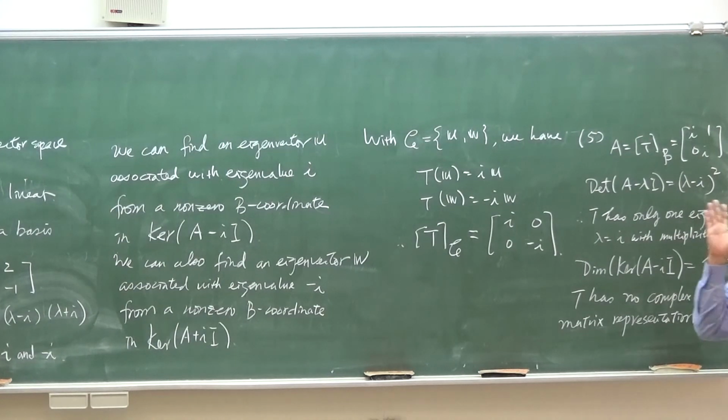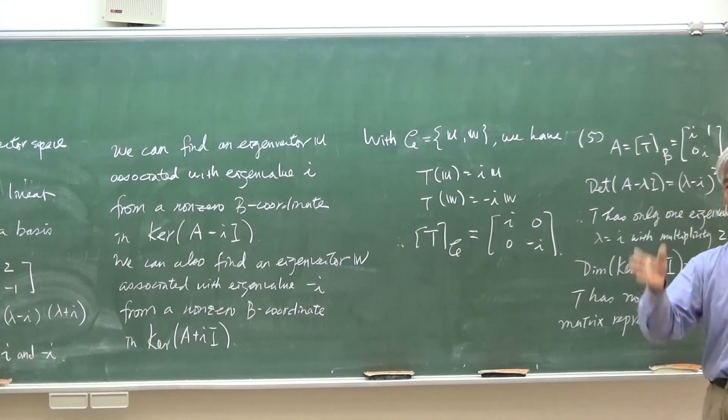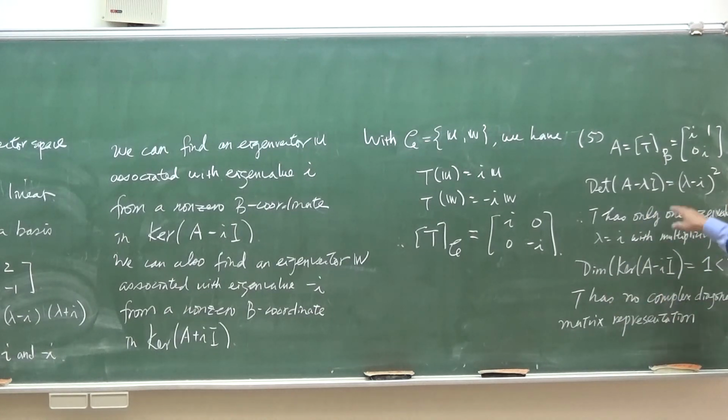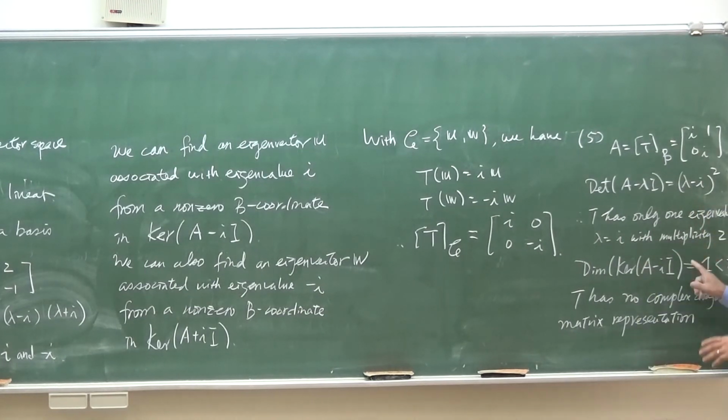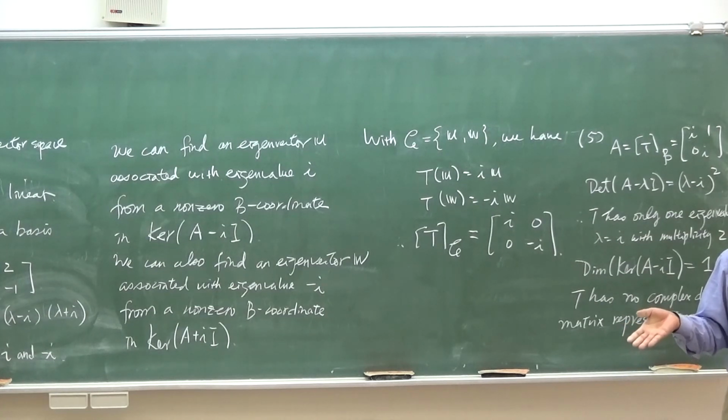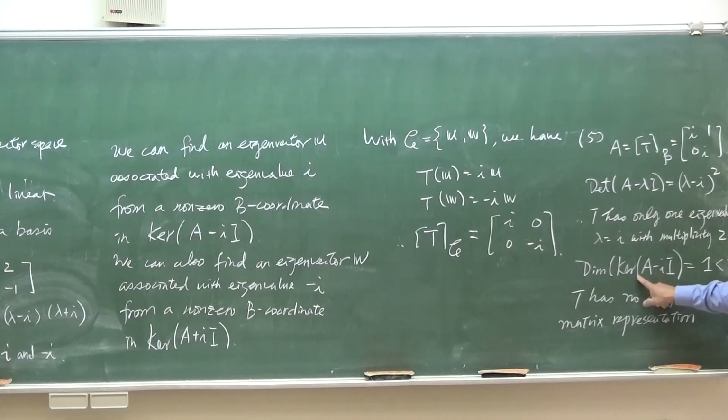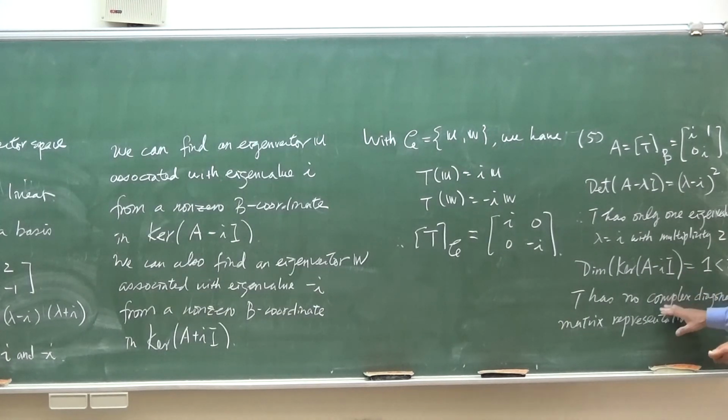Even though we are in the complex domain, we can solve the polynomial equation and we can find the eigenvalue. But in this case, we still cannot find two linearly independent eigenvectors associated with the same eigenvalue, because the dimension of the kernel is 1 instead of 2. So in this case, we don't have a complex diagonal matrix representation.